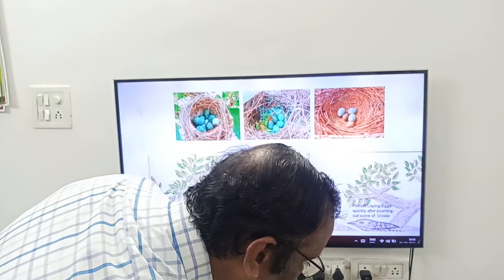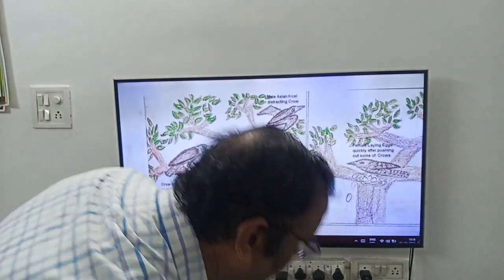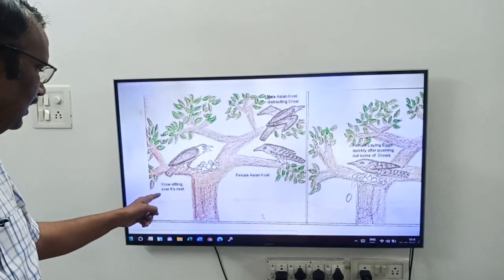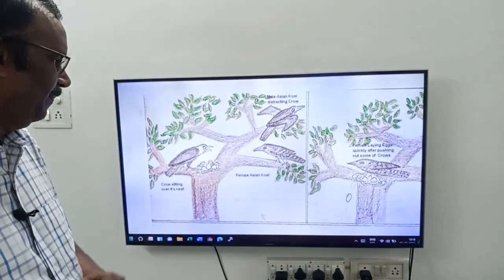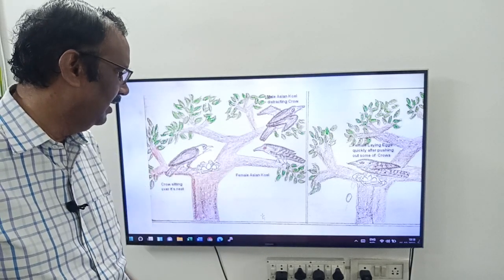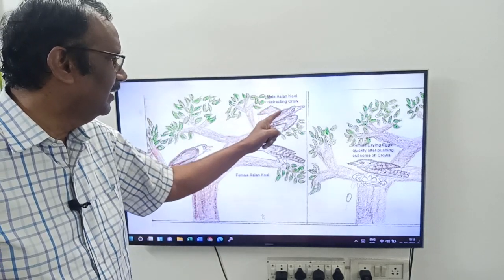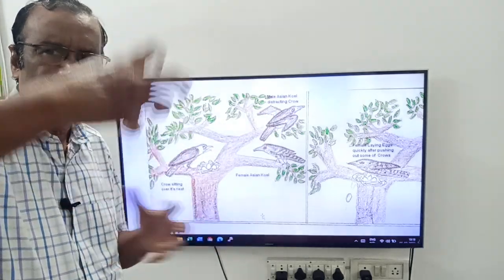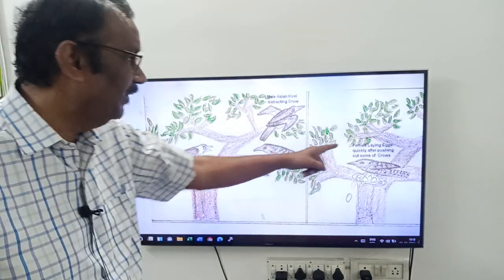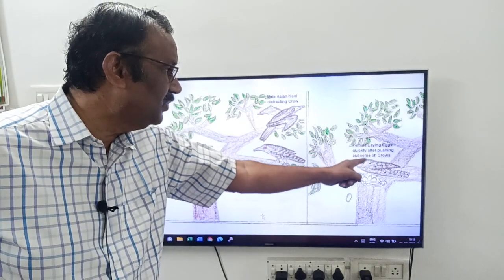Now the last one, see, friends, how the quail is a very intelligent bird, friends. See, friends, the crow is sitting over its nest. These are the quail, friends, male quail and female quail. See, the male Asian quail is distracting the crow, attracting it away. So the female lays eggs quickly after pushing out some of the crow's eggs.